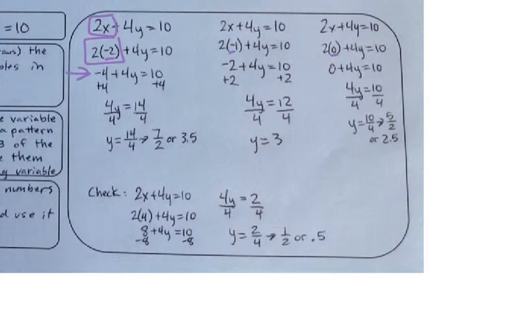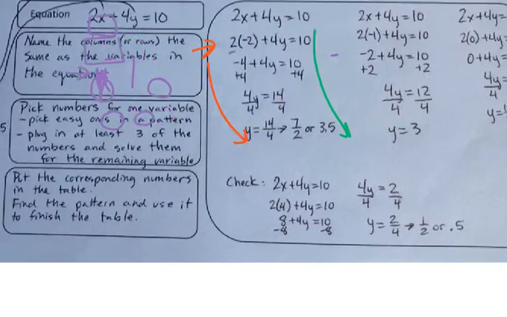And so 2 times -2 is -4. I need to get Y by itself, so I add a positive 4 to both sides, because that'll undo those ones. Then I'm left with 4y equals 14. I divide by 4. Y equals 14 divided by 4, which if we reduce is 7/2, or if you use a calculator or change it to a decimal, it's 3.5. Okay, then we do the same thing for -1. Follow the same process, and we get y equals 3. Do the same thing for 0, gets y equals 2.5.